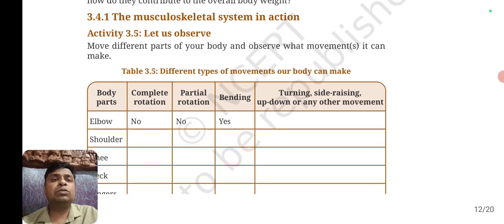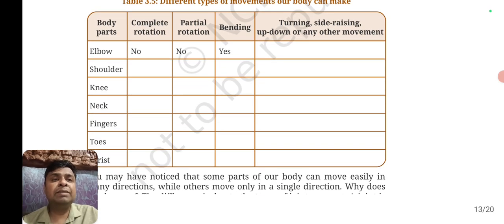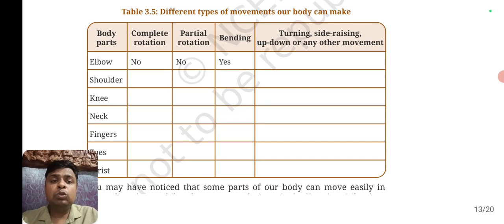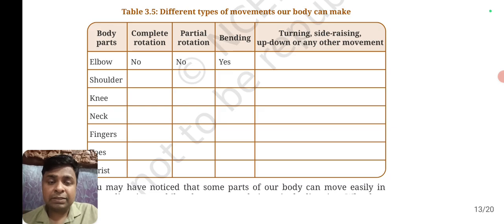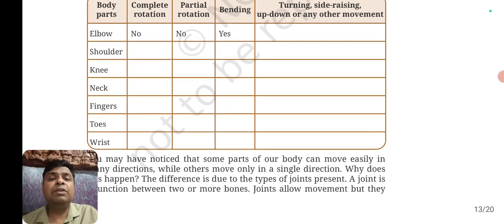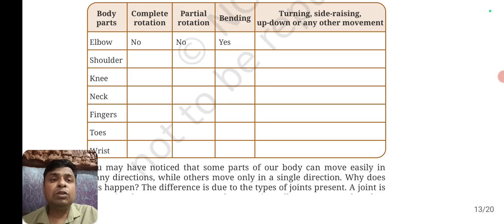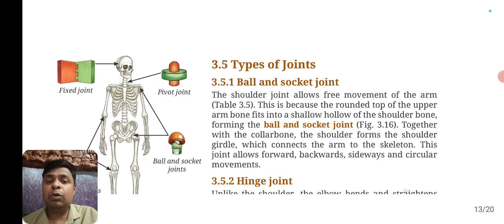Here they have told us to observe the joints, the different types of movements that can be done by the elbow, shoulder, knee, neck. Observe them. So can you completely rotate your elbow? Can you completely rotate your shoulder? Try to understand and fill this table. So if there is partial rotation, bending, turning side, up and down, all these movements are possible for different joints. So you have to fill this table, look at the different joints, try for yourself whether you can bend it, completely rotate it, and then you will understand that our body is made up of different types of joints. That's what we are going to study now.